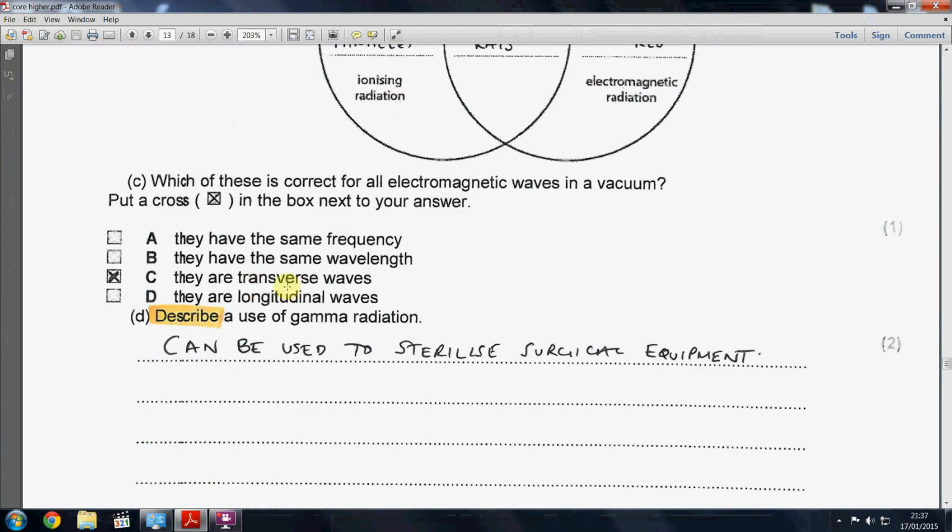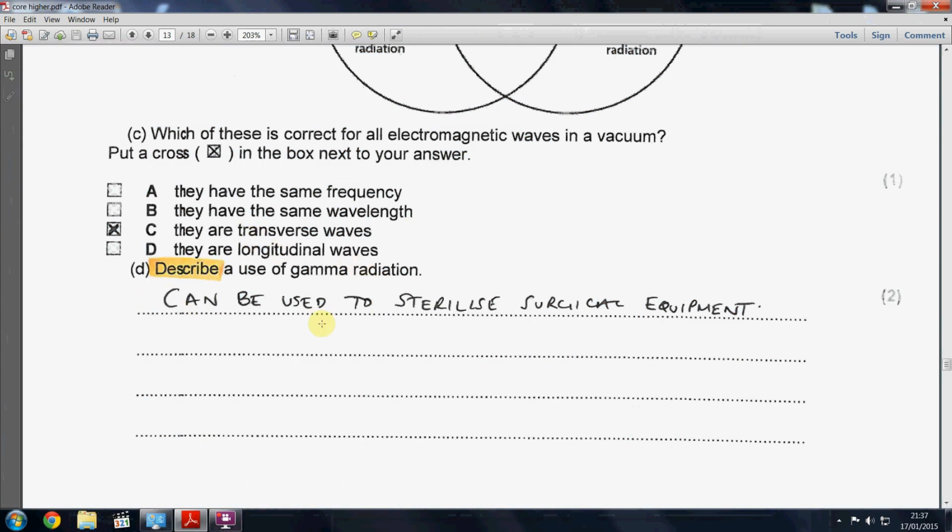Okay, so we're now asked to describe a use of gamma radiation. For this one, it's 2 marks. The marks are for stating a use and describing what it's for. So all we need to say here is it can be used to sterilize surgical equipment. Perhaps I've been a bit short with my answer there. Perhaps I want to say as well that by sterilizing surgical equipment, it kills bacteria on the surgical instruments. But it's one of those questions where you don't need a huge amount of detail to get the 2 marks.